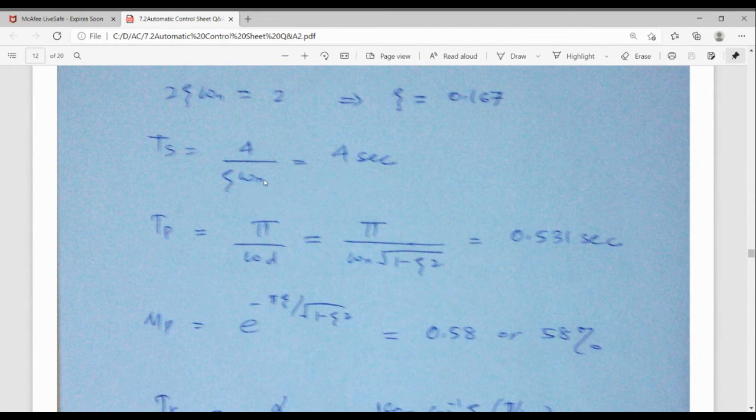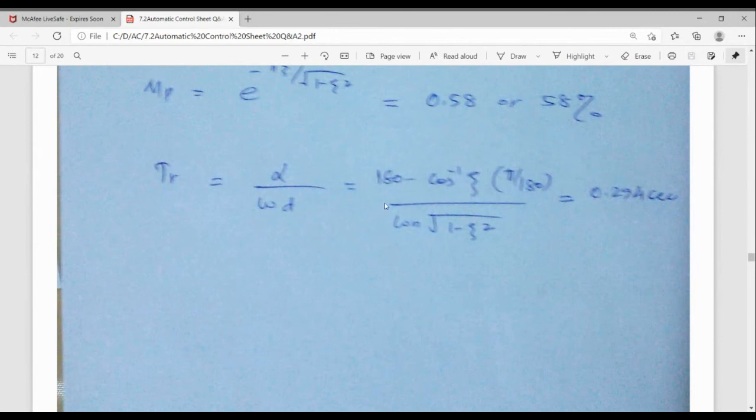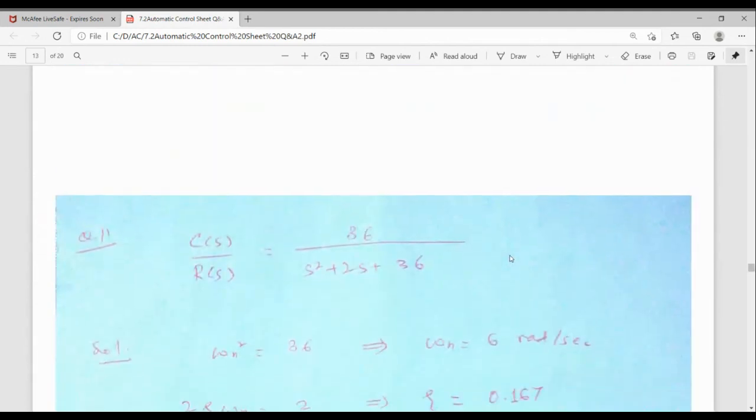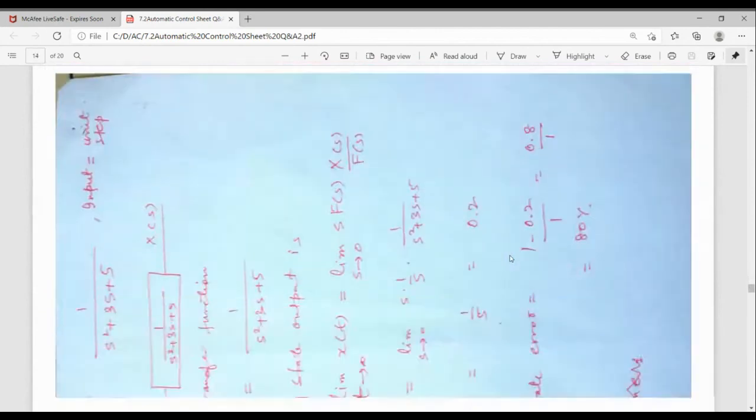So settling time you will get upon substitution 4 seconds, and the peak time is pi by omega d, that is 0.531 seconds, and maximum peak overshoot is 0.58, and the rise time is alpha by omega d. Alpha is pi minus cos inverse zeta. So upon substitution of all the values you will get 0.294 seconds. This is about question number 7. Now coming to question number 8.